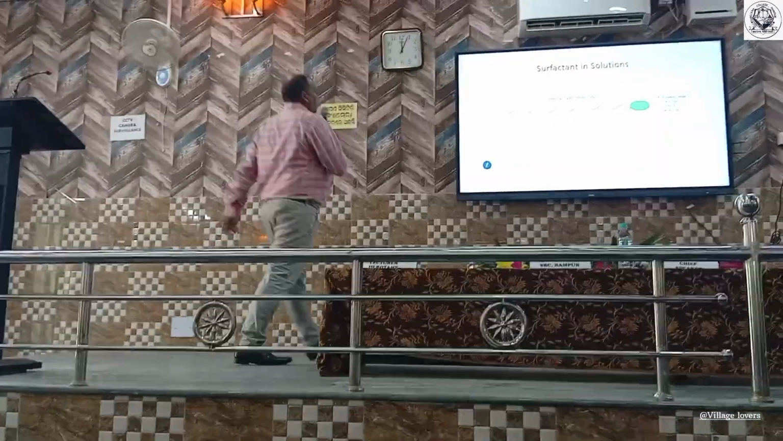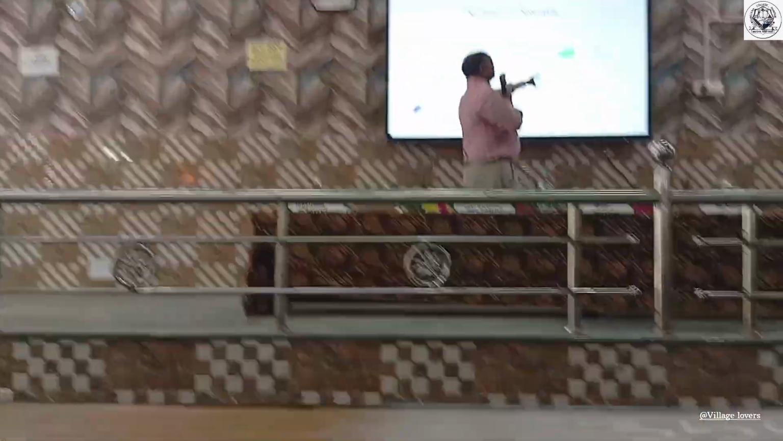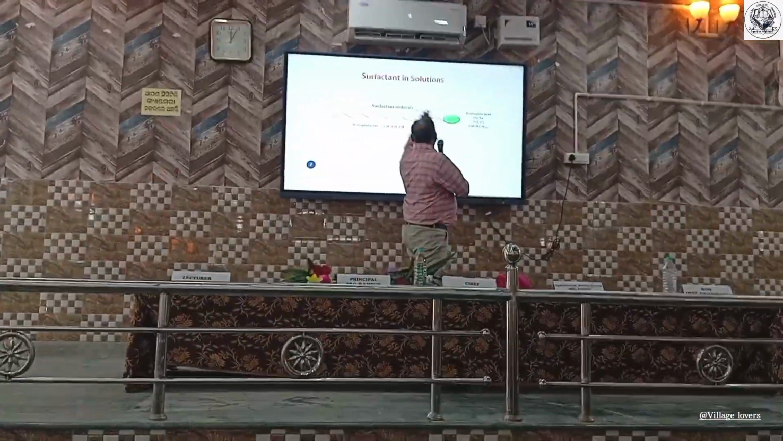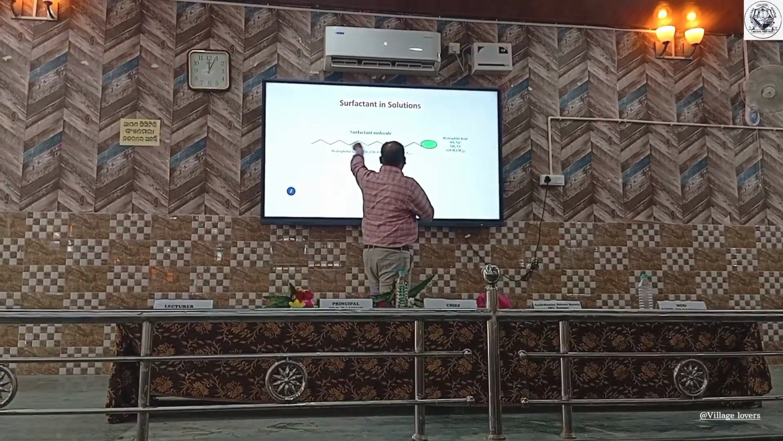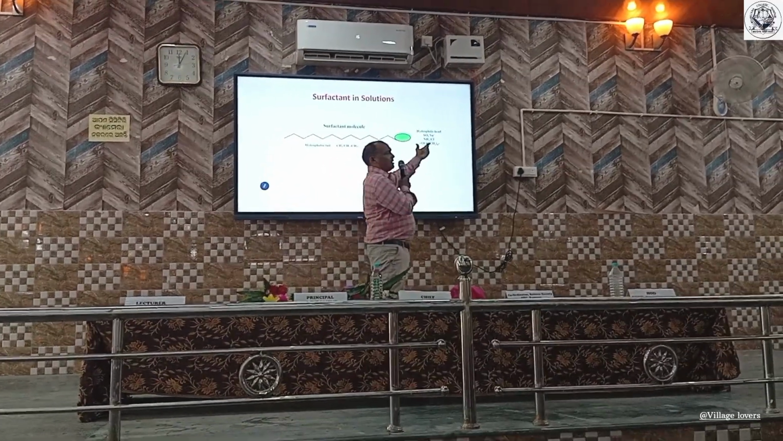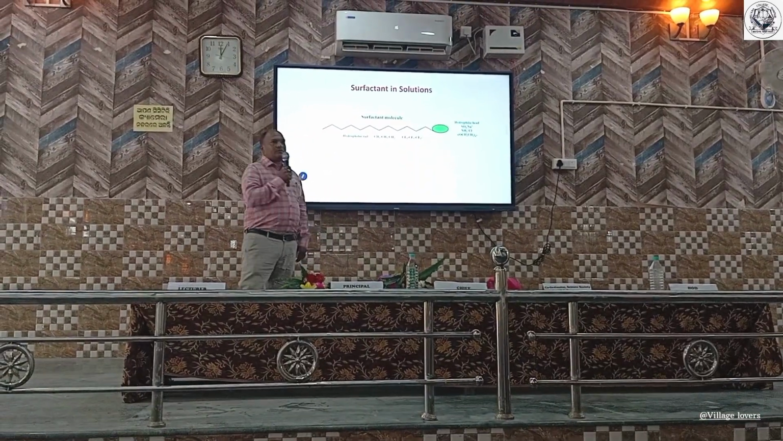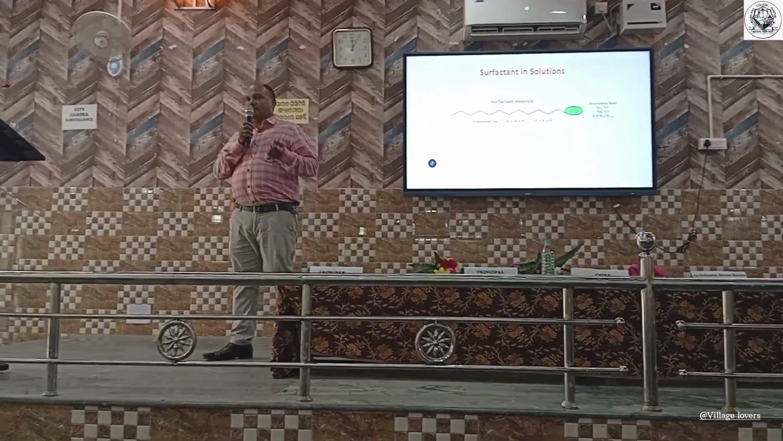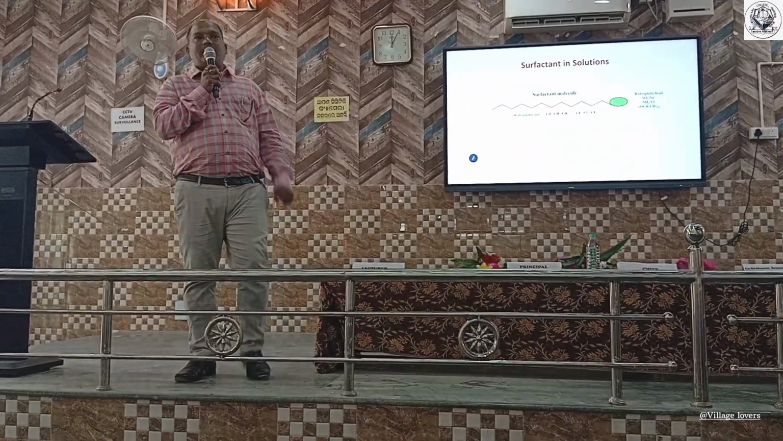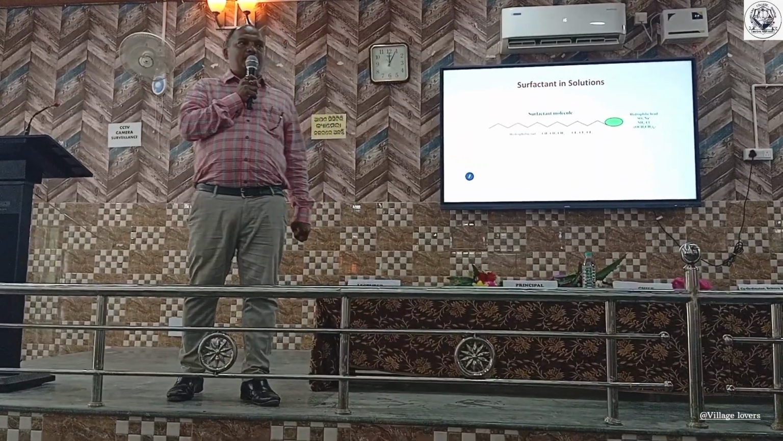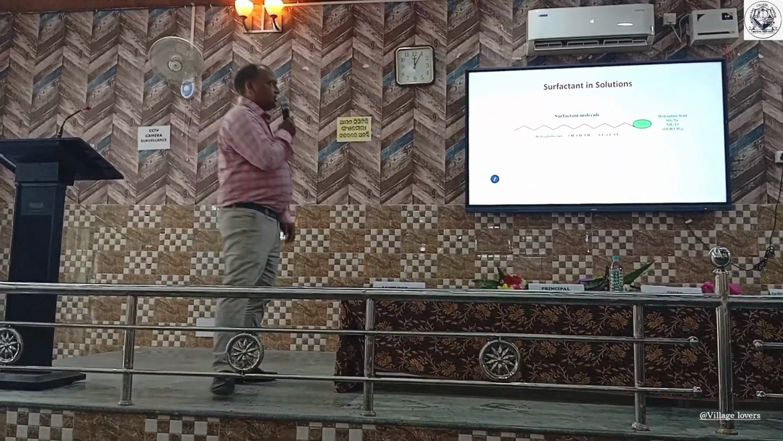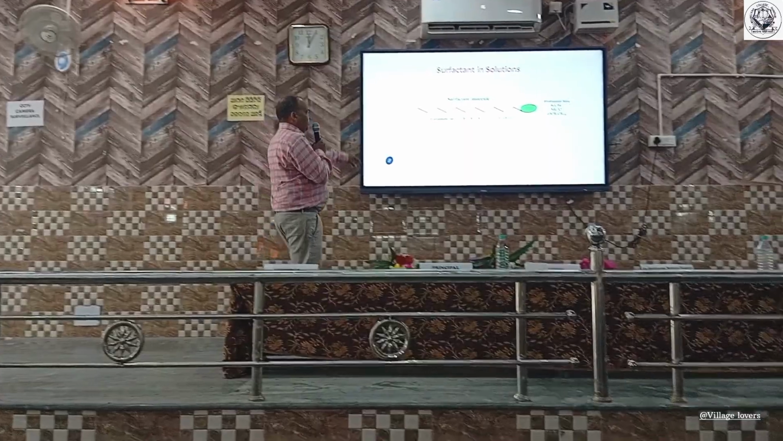Here, this is the hydrophobic tail, and this is the hydrophilic head group. So this part is water insoluble, and this is the water soluble part. When these molecules are put in water or in a non-aqueous solvent, they form different types of self-assembly, like micelles and microemulsions. We'll discuss that later on.